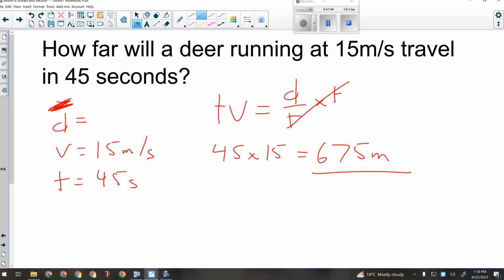But here's the other thing. If I'm ever in doubt as to what my units should be, just put the units in here and do exactly the same operation. Seconds times meters per second. The seconds cancel and I'm left with meters. So if you ever want to double check whether you've done your math right, check that you get the right units. If you get the right units, then you did the algebra right. Does that one make sense to everybody?